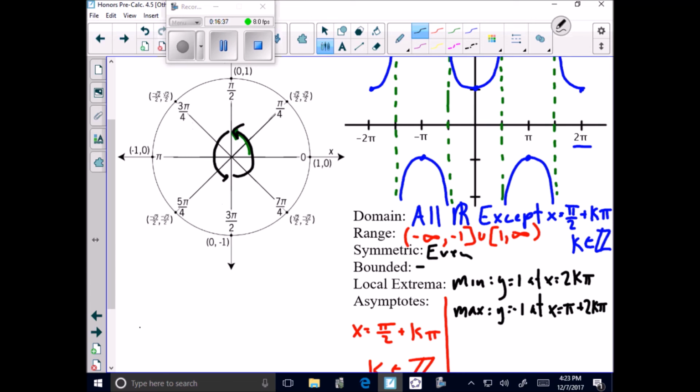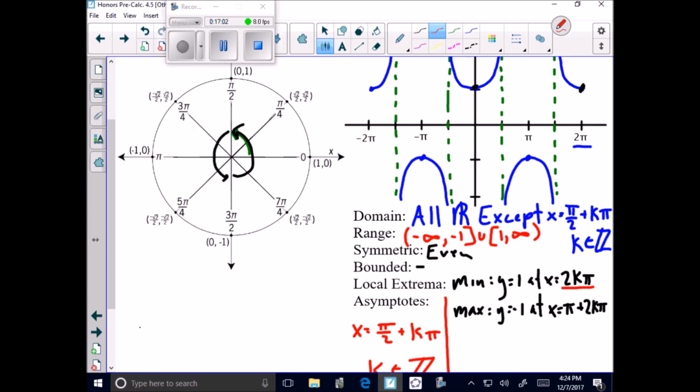It has a min of 1 at x equals 2k pi. So basically we're saying that min of 1 first happens at the beginning of our interval, and we see that min of 1 happen again at the end of our interval. So we can basically say that it's going to happen at the ends of the interval, which are happening at integer increments of 2 pi.